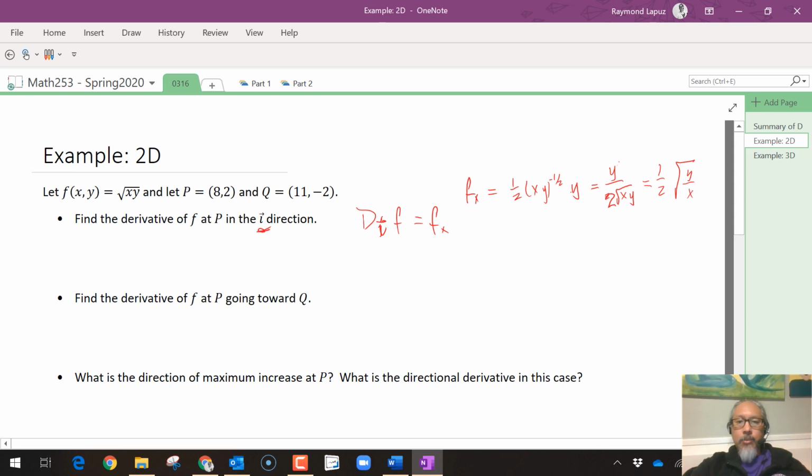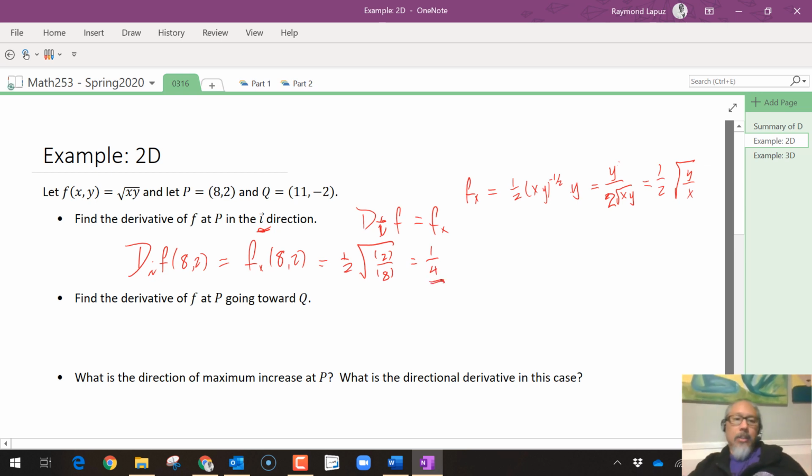Now we need to evaluate at the point. So what we want is the derivative in the i direction of f evaluated at the point P, which is (8, 2). And that's really just f sub x evaluated at (8, 2). So this is 1/2 times the square root of, x is the 8 and y is the 2, so 2 over 8 is 1/4. The square root of 1/4 is 1/2, and 1/2 times 1/2 is 1/4. So that's your derivative in the i direction.